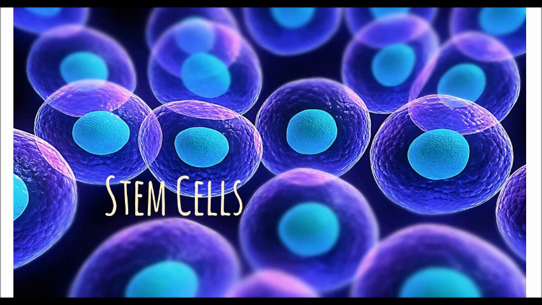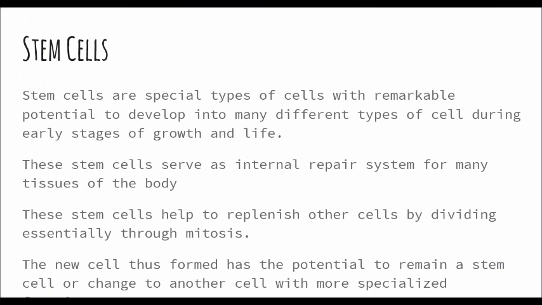Something about stem cells. Stem cells are special types of cells with remarkable potential to develop into many different types of cells during early stages of growth and life. These stem cells serve as the internal repair system for many tissues of the body. These stem cells help to replenish other cells by dividing, essentially through a process called mitosis. The new cell thus formed has the potential to remain a stem cell, or it can also change to another cell with more specialized functions.